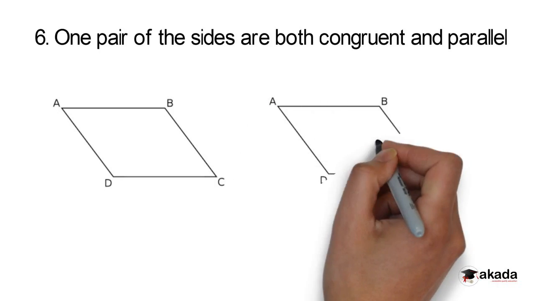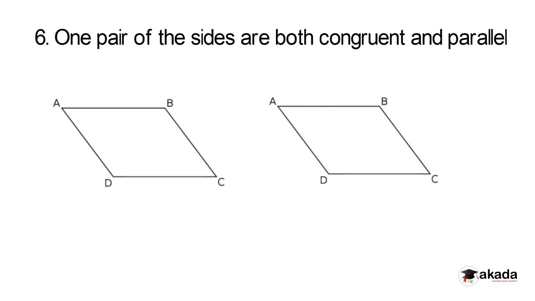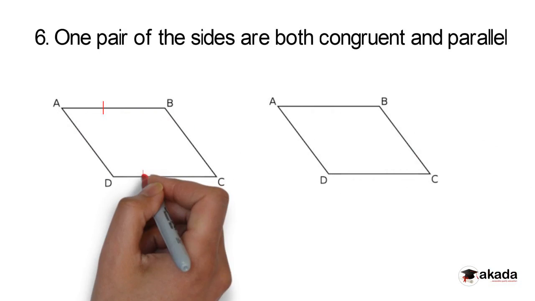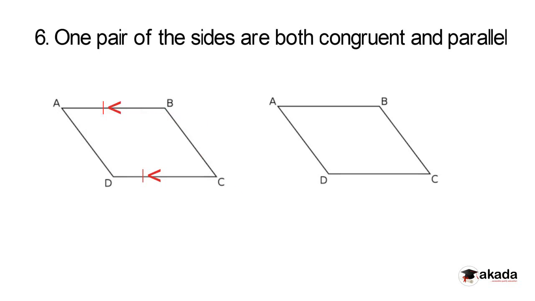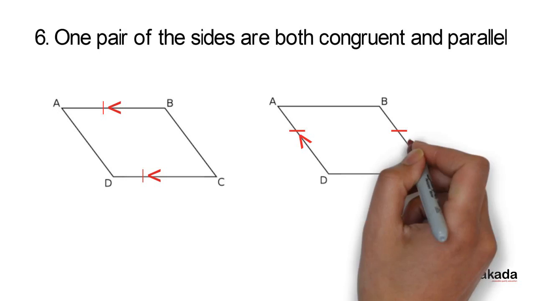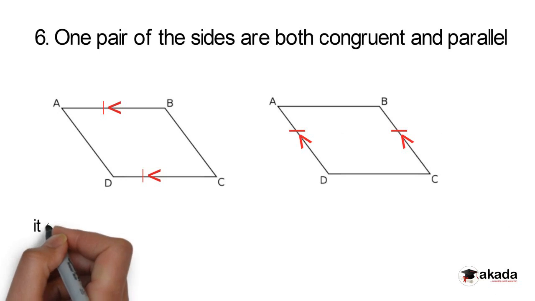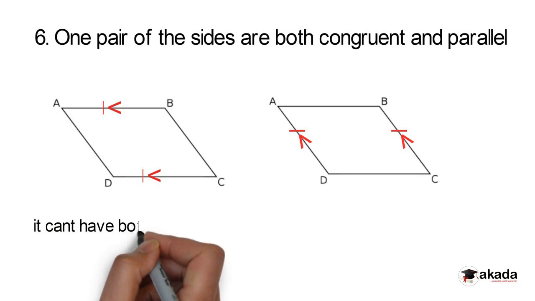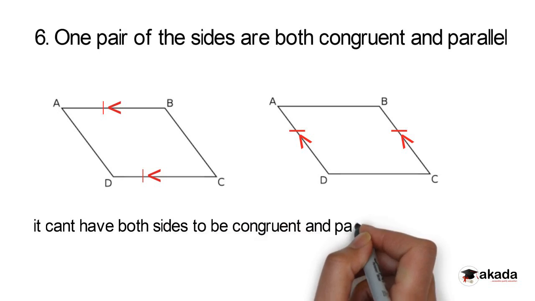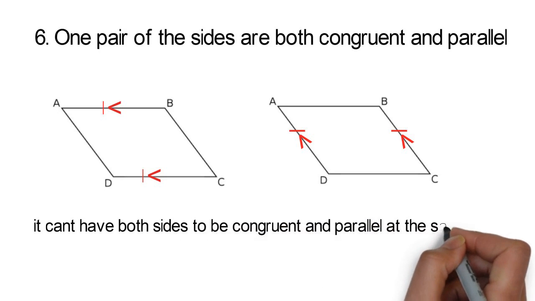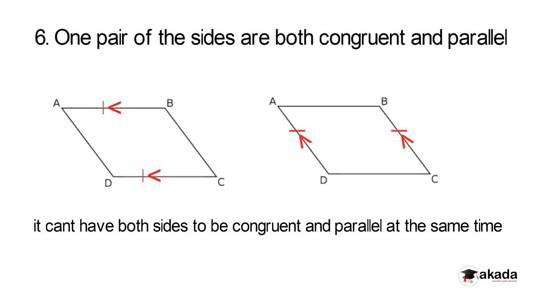So the sixth property now is one pair of the sides are both congruent and parallel. What do I mean by this? It means at a time a pair of the sides are both congruent and parallel. Congruent means equal. So if I have this place to be parallel, or let me say it is equal, so that is my line to show that it is equal, and my arrow to show that it is what? Parallel. Also the other side, can you see that the other line too is the same? So you can't have both pairs of sides to be congruent and parallel at the same time. No. So that is why I say one pair of the sides are both congruent and parallel.